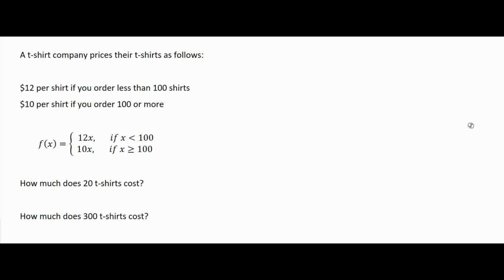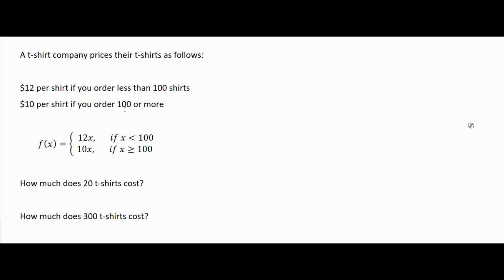And in the next part of my problem here, you see this written out algebraically, where you've got your function defined in two different ways depending on what your x value is. So the first question I have here is, how much does 20 t-shirts cost? Well, we need to figure out which part of these functions I need. Do I need to do 12 times x or 10 times x?